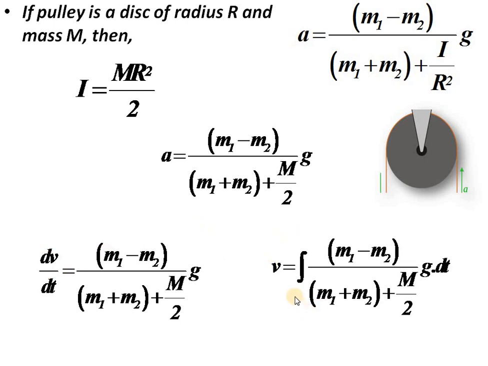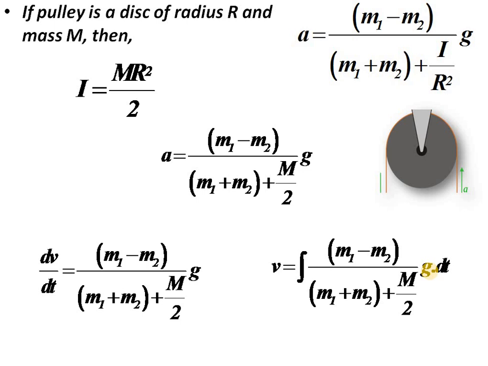Velocity will be equal to the integral of (m1 minus m2) divided by (m1 plus m2 plus m by 2) into g into dt. Okay, so integration is applicable only for time. If you take initial time as 0 and the final time at t, you will simply get the velocity is equal to some constant into time. That is (m1 minus m2) by (m1 plus m2 plus m by 2) gt. So we'll substitute the value of time, say 10 second, 20 second, whatever time, you will get the final velocity.